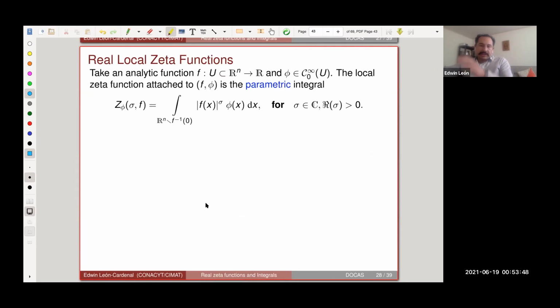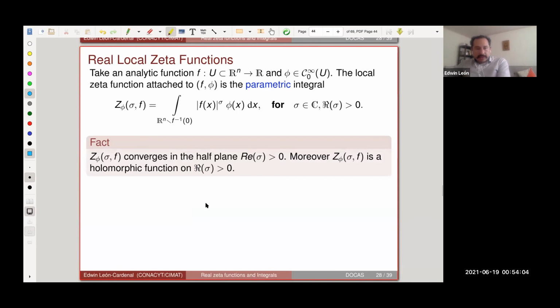So what I'm skipping is, because I want to discuss this in more detail, but let's finish this topic about oscillatory integrals. So a local zeta function, the general local zeta function, is something like this. It's an integral of the absolute value of the function f. This function can be a polynomial, but also an analytic function, raised to the power sigma, and then you multiply by a function phi. Okay.